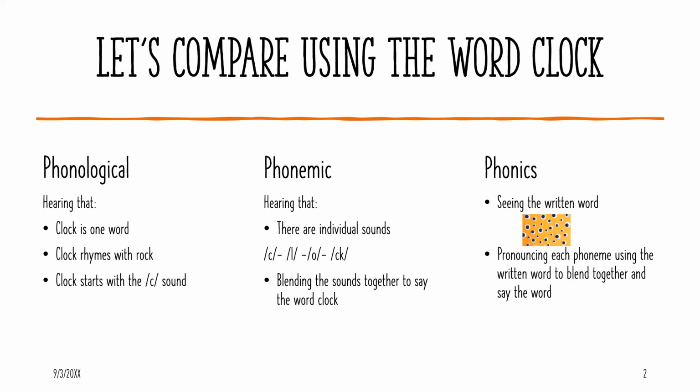With phonemic awareness, we're getting a little bit more specific. We're hearing those individual sounds, the k, l, ah. So there are four phonemes in the word clock. The C and the K gets a little tricky. Remember, even though it's two letters, it's one phoneme because it makes that one sound of k. And then also blending those sounds together to say the word clock would be an example of phonemic awareness.